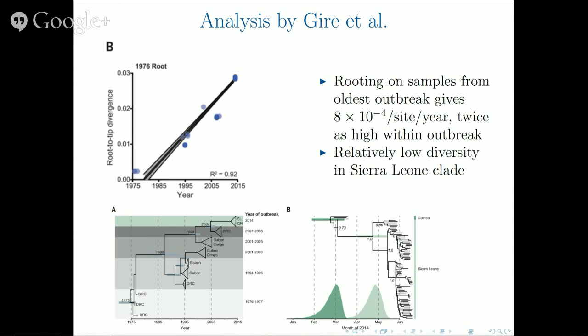If you root the Ebola virus phylogeny on the oldest Ebola clade from 1976, you get a very nice linear correspondence in root-to-tip divergence versus time. The figure in the bottom right shows the time-stamped phylogeny estimated by Andrew Rambaut, and the distributions show the credible intervals for the times of common ancestry. So for the Sierra Leone clade, it looks like there is just a single introduction from which all of the Sierra Leone samples are descended, probably from Guinea, and the common ancestor of the Sierra Leone clade is somewhere in the vicinity of April to early May.